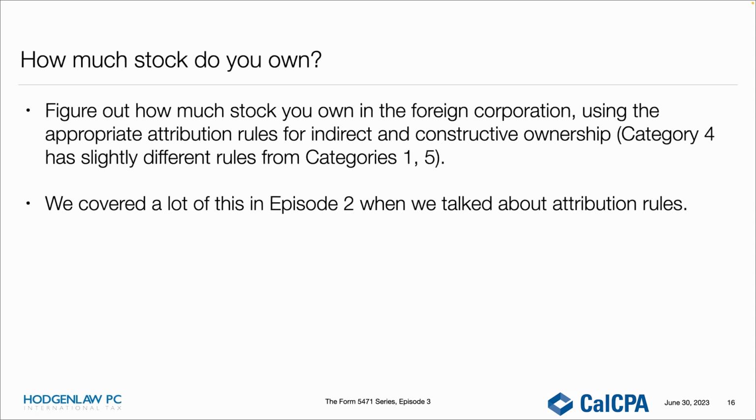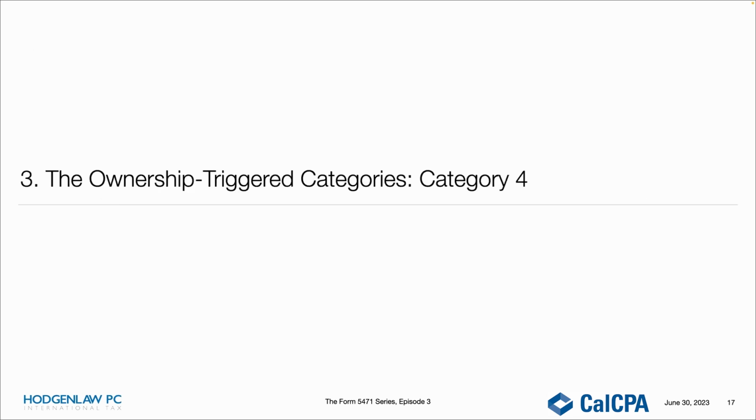Then the final question is how much stock do you own? We dealt a lot with that in episode 2 last month when we talked about constructive ownership of stock and stuff like that. So I'm going to assume that you've gone through the process of figuring out how much stock you own directly, indirectly, and constructively. And we are good to go at this point. So we have a percentage in our head. So now moving on to the ownership triggered categories. We're going to do 4, 5, then 1.